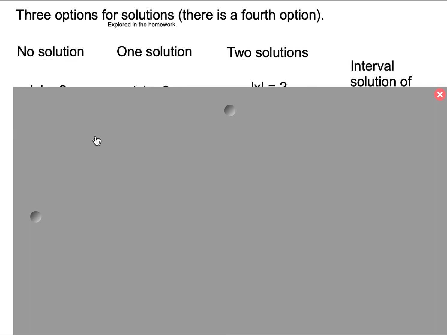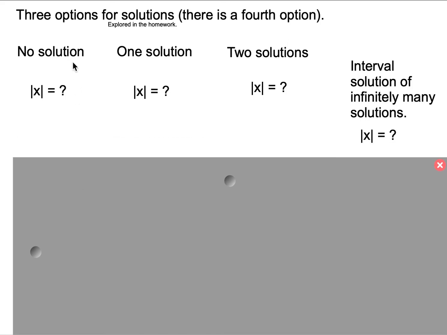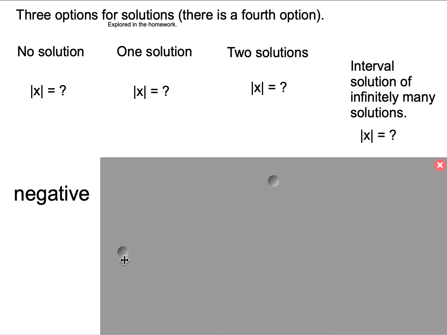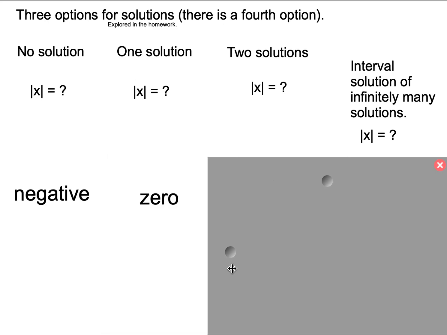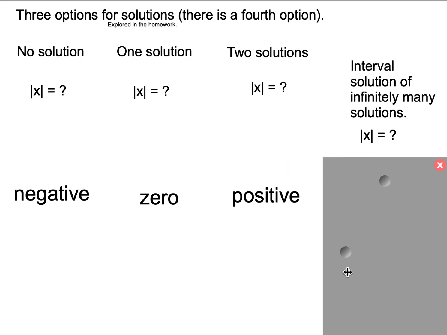The first option is no solution. We're going to have the absolute value of something equals a certain type of number that will give us no solution. Well, we kind of ran into that. If the absolute value equals a negative, you will not get a solution because it's not possible for the absolute value to equal a negative. We can get one solution if the absolute value equals a 0, and 2 solutions when it equals a positive.